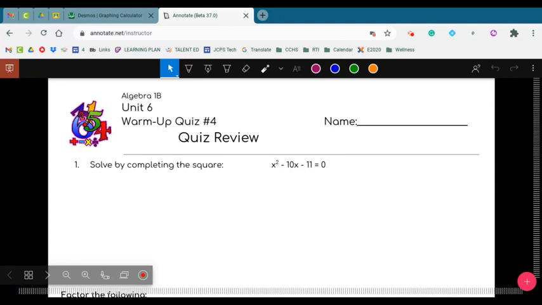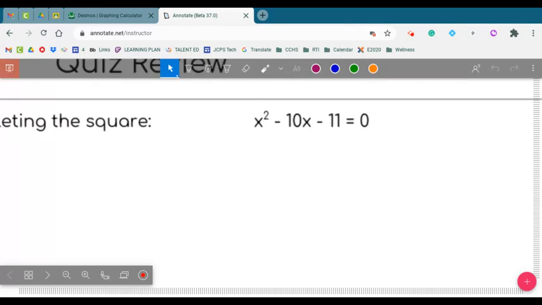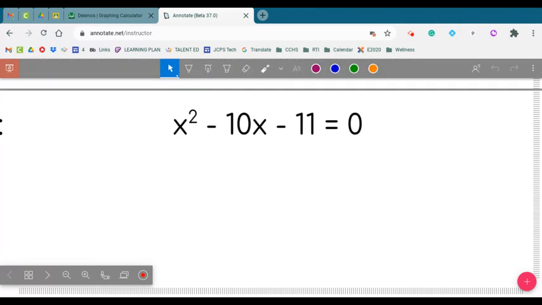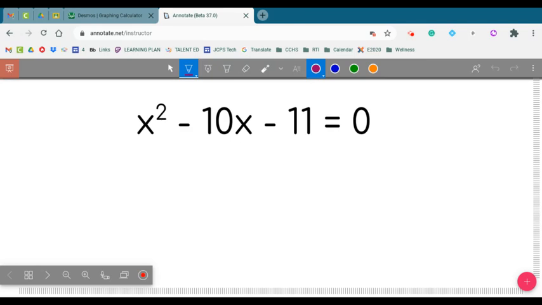So the first one says solve by completing the square. So first we have to look for completing the square. Is there a number in front of our x squared that we need to divide out? No, not on this one. If there is, we have to make sure we divide it out of every single term. Then our next step is we have to move the 11 to both sides.